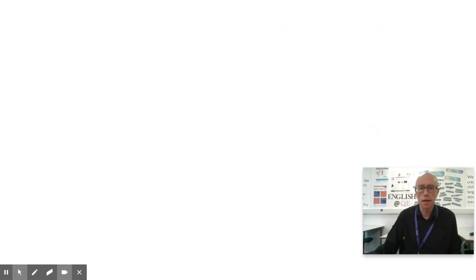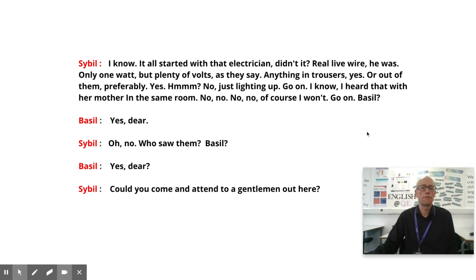I'm not going to do that. I'm just going to show you the first lines of this. So this is set in a hotel. We've got a man and wife who are running the hotel. They're both middle-aged. Sybil is speaking on the telephone to one of her friends, and Basil is in the office at the back getting increasingly annoyed by her volubility.